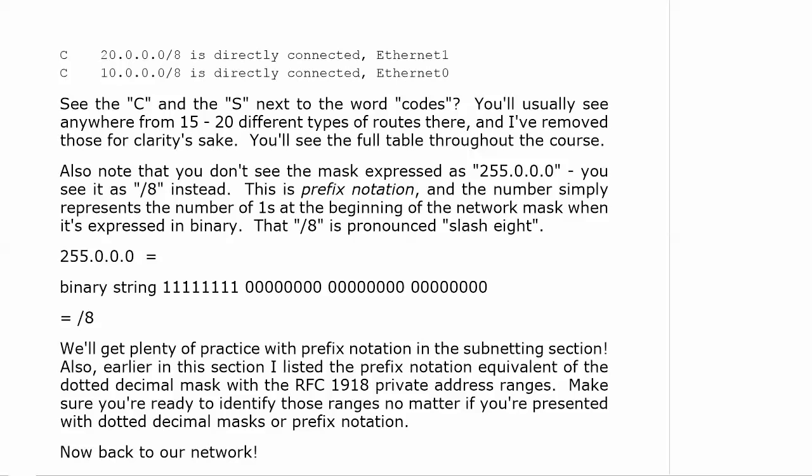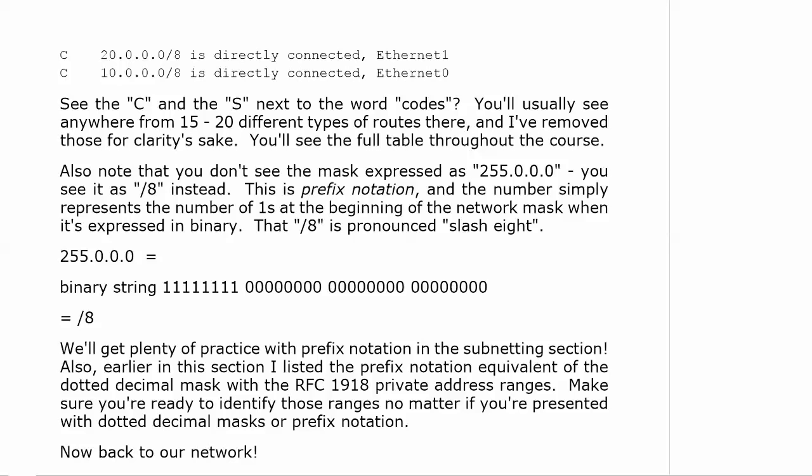This is prefix notation, and I mentioned this several different times during the course, so you may have seen it before or you may not have, but just a quick reminder. This is prefix notation, and the number behind that slash simply represents the number of ones at the beginning of the network mask when it's expressed in binary. And that /8 is pronounced slash eight.